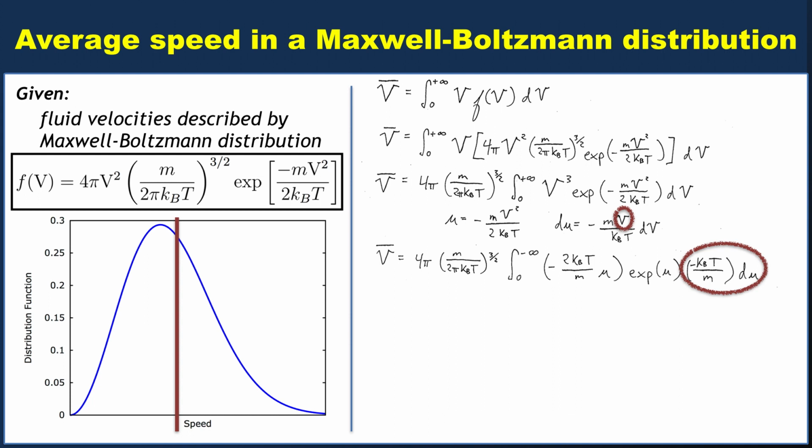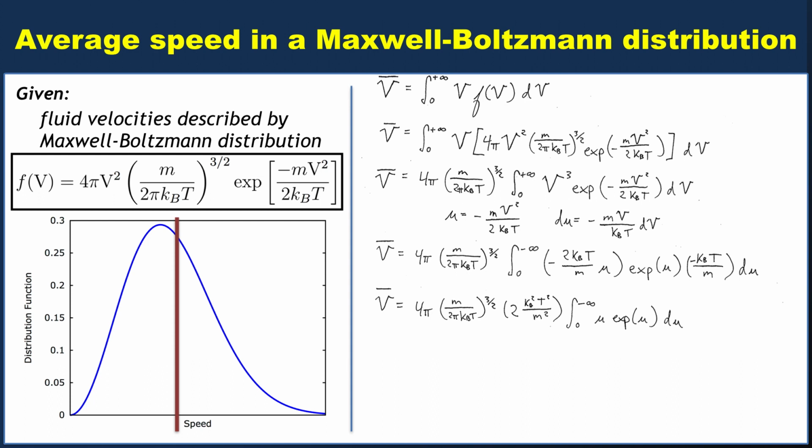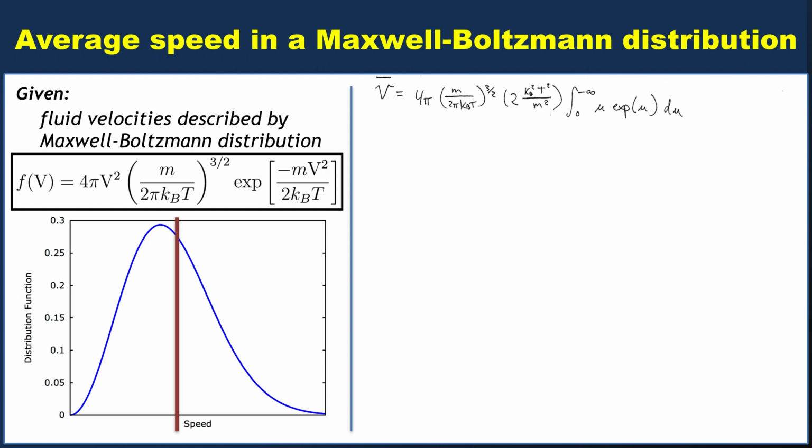All right, assuming I did all that right, then we can move on and we'll get an integral of the form 0 to minus infinity mu e to the mu d mu. Now we've made a lot of progress, but we aren't quite done yet. The next step is to integrate by parts.